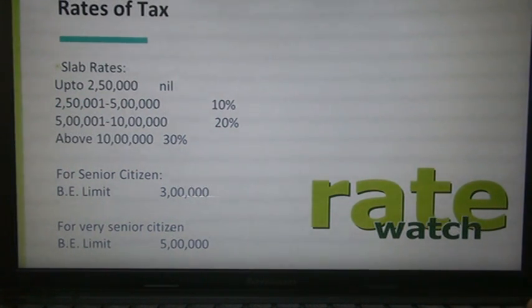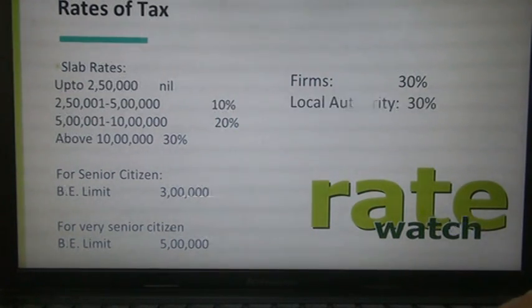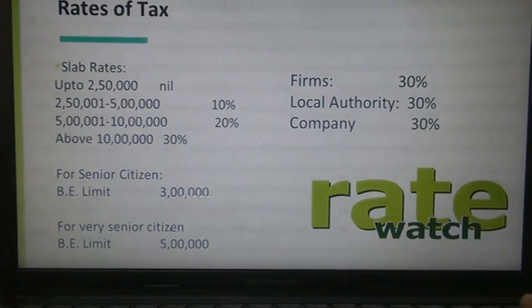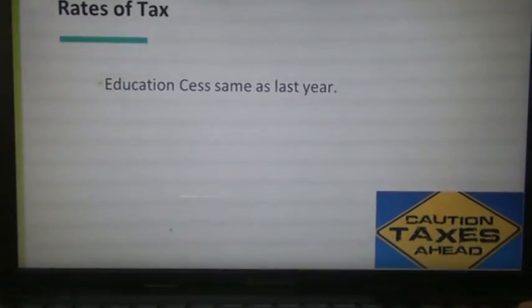Apart from individual assessees, the tax rate for firms is 30%. For local authority, it is 30%. For companies which are essentially domestic companies, we have a tax rate of 30%. For foreign companies, on certain income it is 50%, and the normal tax rate that we have for foreign companies is 40%. So this was all about rates of tax. Let us go ahead to the next slide.